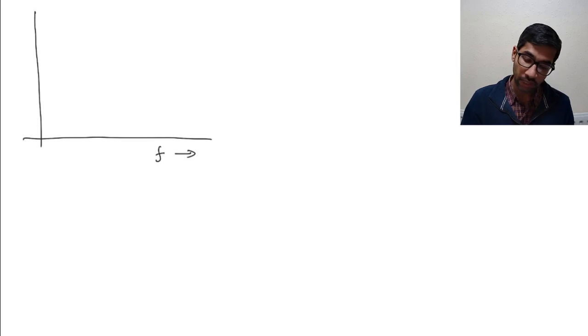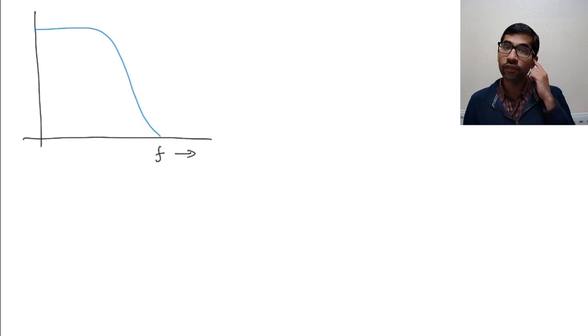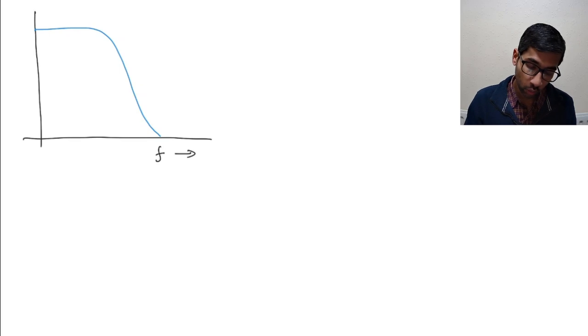So, for example, on the x-axis we are plotting the frequency. So there are some filters whose shape would be something like this. Okay, so these kinds of filters are called low pass filters. So these are low pass filters. Let me write it here.